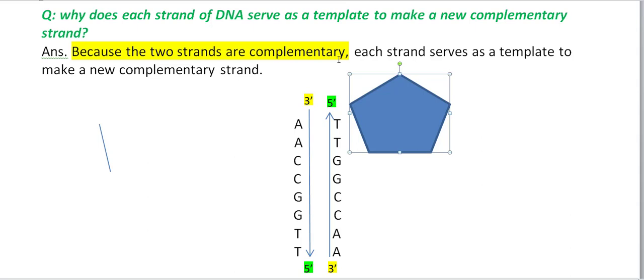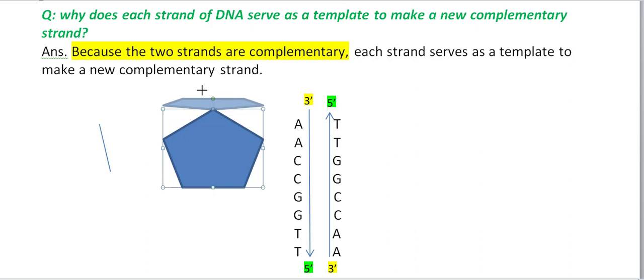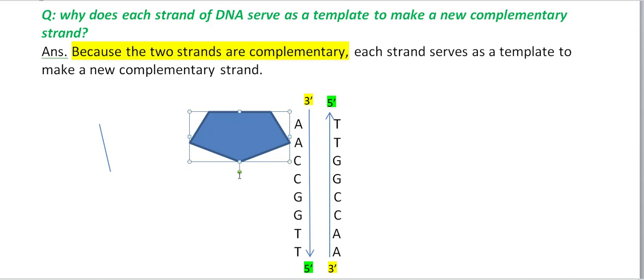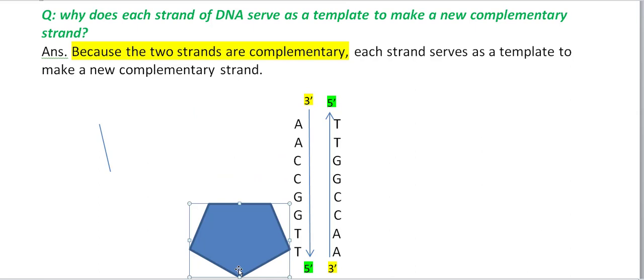How about this strand? This strand is opposite. The sugar is opposite like that. So this strand begins by 3 carbon, 1, 2, 3. This carbon is called 3 prime, while this end is ended by the 5th carbon. Carbon number 1, carbon number 2, carbon number 3, carbon number 4, carbon number 5.